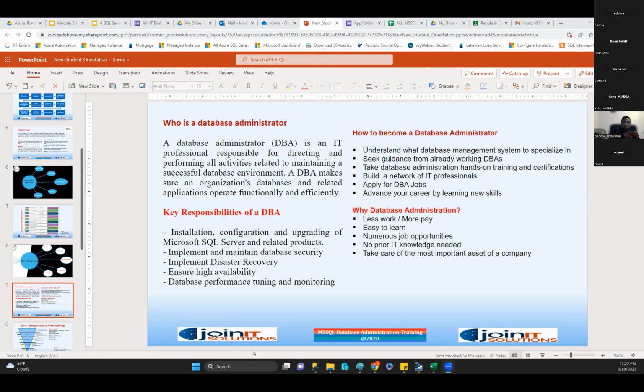Now, the data that resides in the database is protected differently depending on the kind of system that it resides in. But for you and I, who are SQL Server database administrators, our responsibilities will be to install, configure, and upgrade Microsoft SQL Server and related products, which means that when you get to an environment and you start working, you may get to an already organized environment. And even if you get to an already organized environment, what happens? You will need to manage what is already there. When they are bringing in new applications, you will need to install, you need to configure.